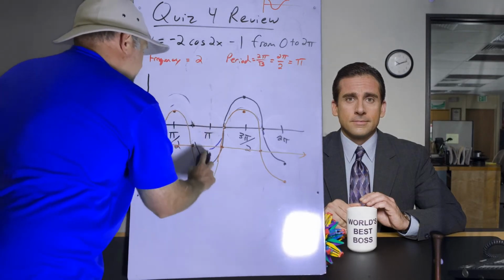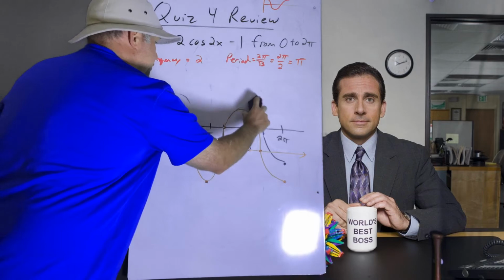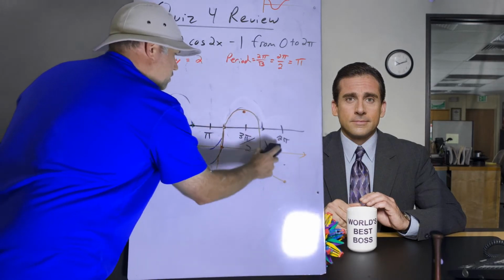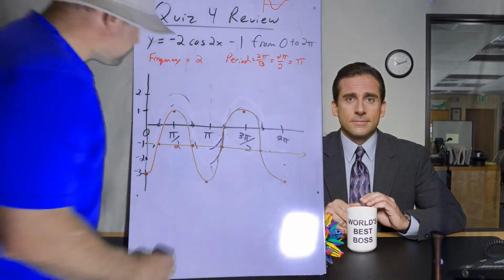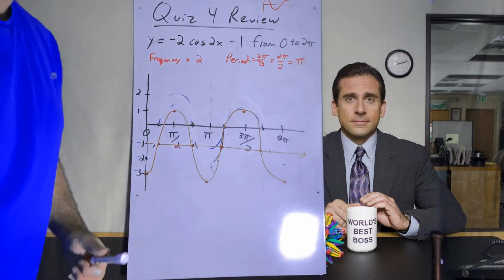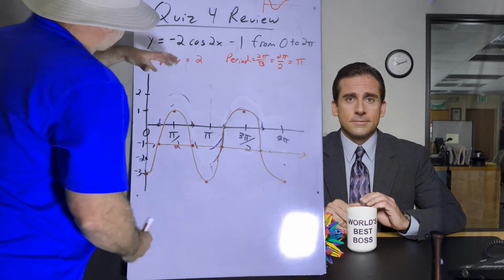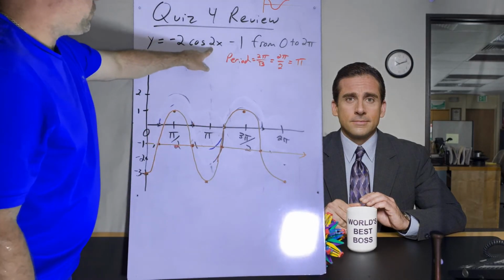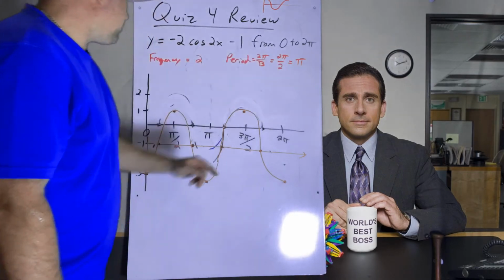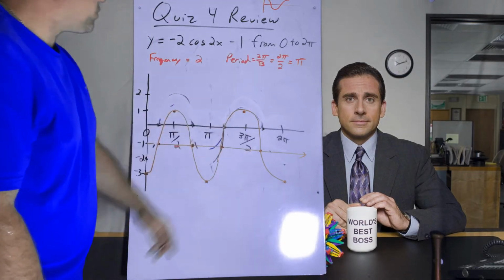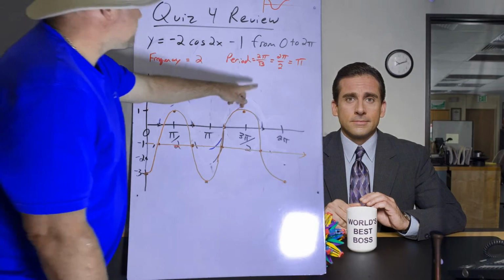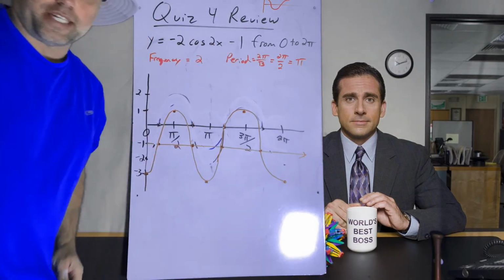Get rid of the black. And if you tried this on your own, this is what you should have gotten. So once again, we have a stretch of 2, we have a reflection, we have a frequency of 2, which meant our period was pi. That's why we've got 2 cycles showing up here. They're upside down cycles now. And we have our shift of -1.